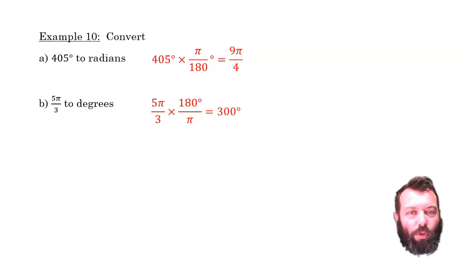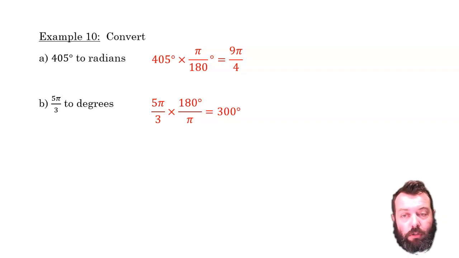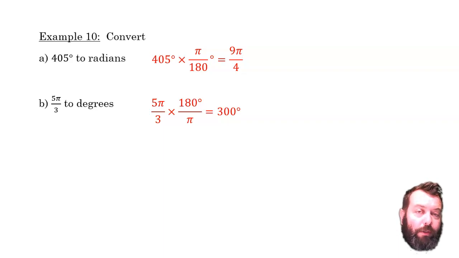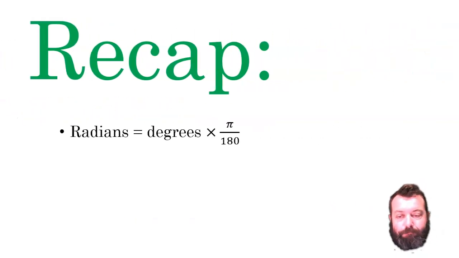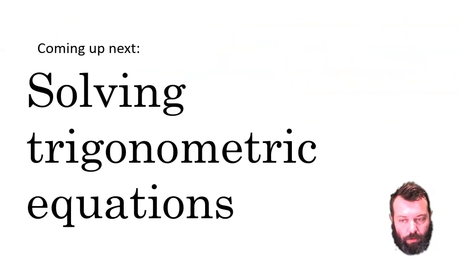And really, that's all we need to be doing for the time being. This introduction to radians, it's enough to know those conversions: multiply by pi over 180 to convert to radians, and multiply by 180 over pi to convert from radians to degrees. Just one more time, there are those things.